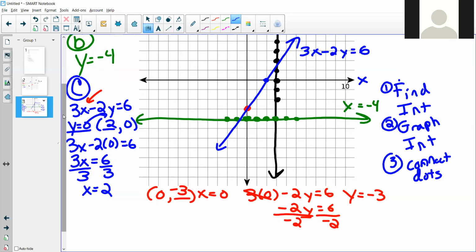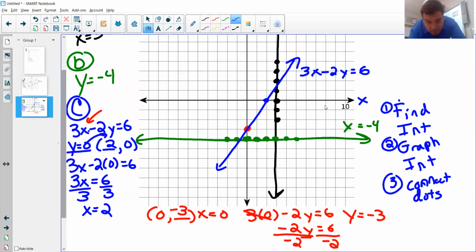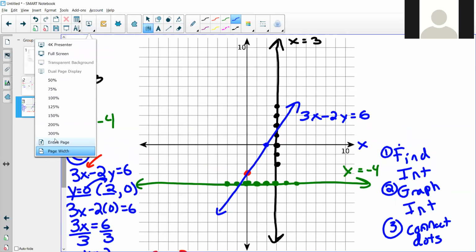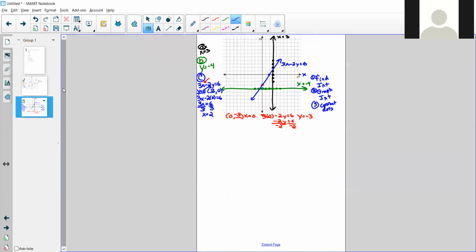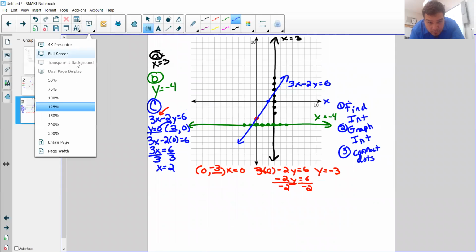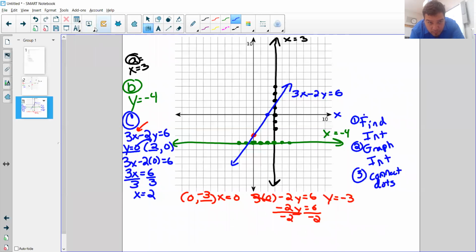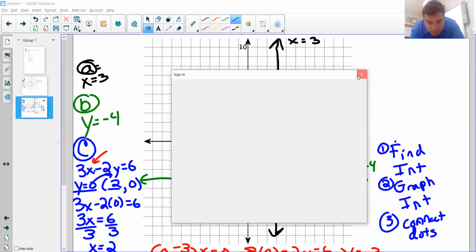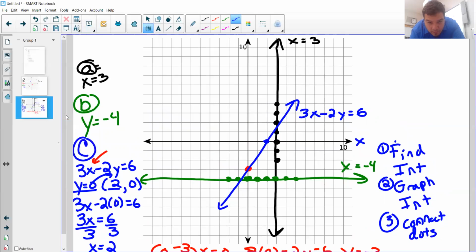Mr. Terrell, go ahead. Can you scroll up for a second? Yeah, sure. All right, let me see if I can zoom out. That's too zoomed out. Here you go.